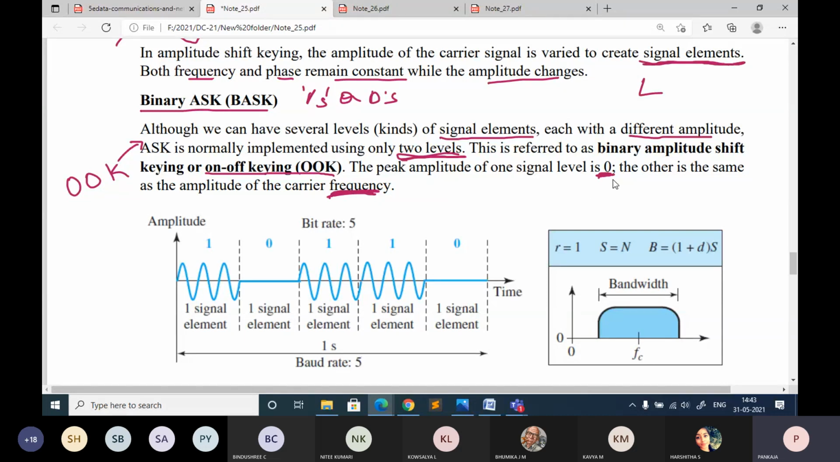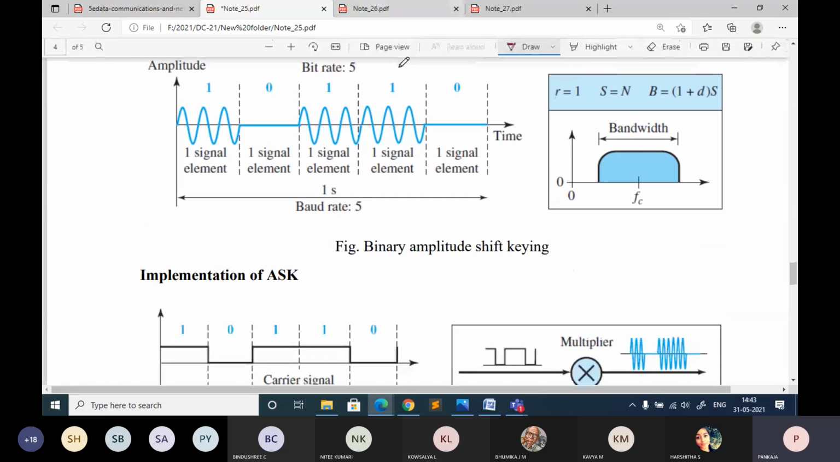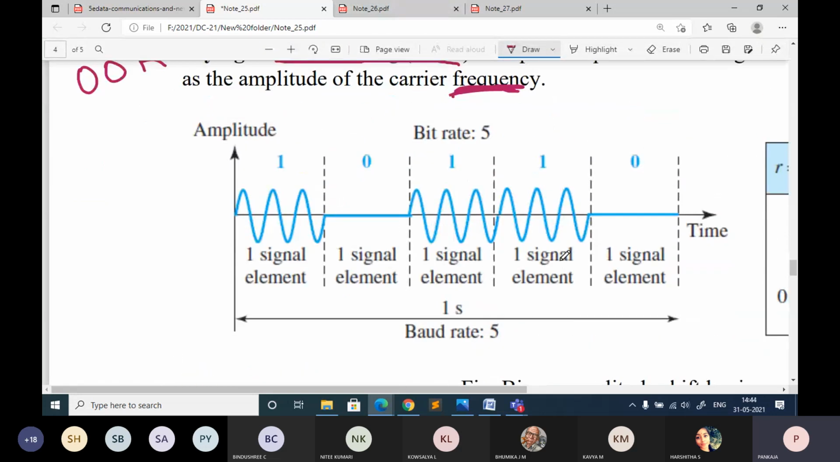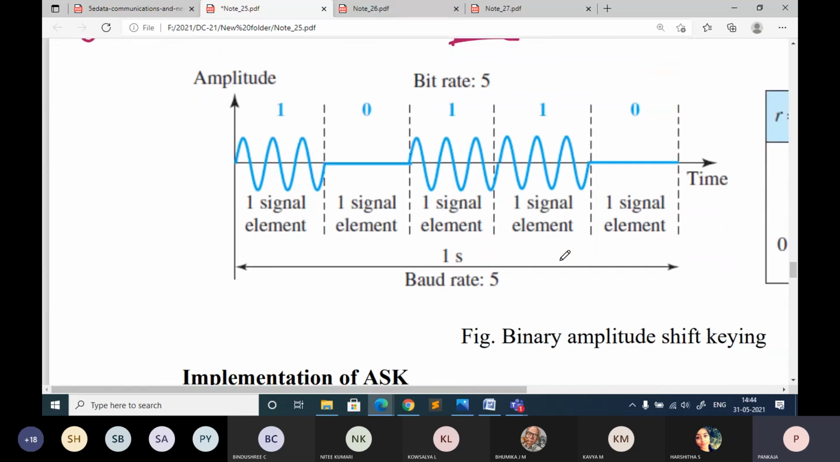One level you are going to keep at 0, and the other will have the amplitude of the carrier frequency. Whatever amplitude the carrier has will be retained to represent the bit 1. When bit 0 comes, the peak amplitude is represented with signal level 0. Here we have a diagram, hopefully it is visible. Just observe the diagram. I have not yet corrected all the papers, but few students are not giving importance to the diagrams. In this subject, diagrams are very, very important. Use a pencil, and at least a scale when you are drawing the diagrams.